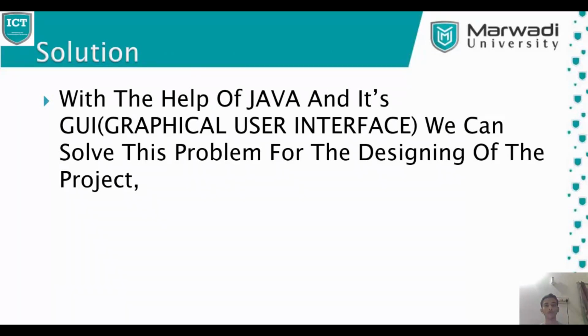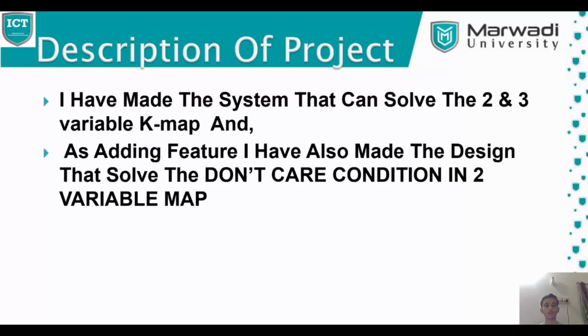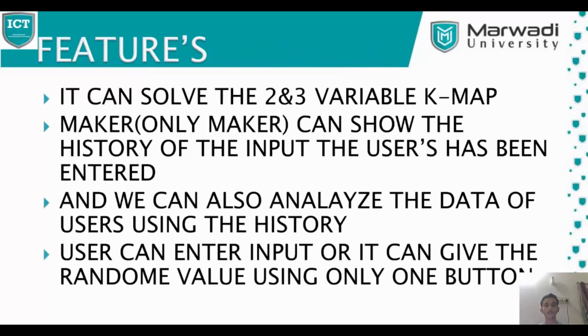With the help of Java and its GUI, meaning graphical user interface, we can solve this problem for the designing of the project. Now this is the description of the project. I have made a system that can solve 2 and 3 variable K-maps, and as an added feature I have also made the design that can solve the don't care condition in 2 variable K-maps. I have also included all the conditions for the 2 and 3 variable K-maps and the don't care condition.